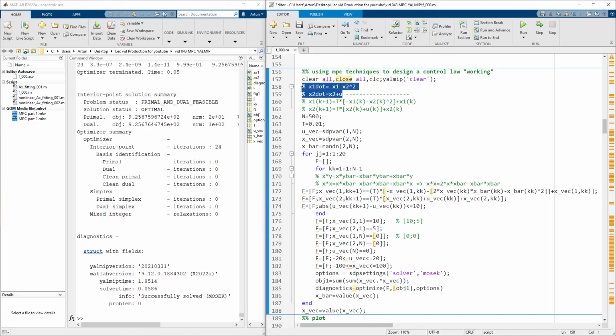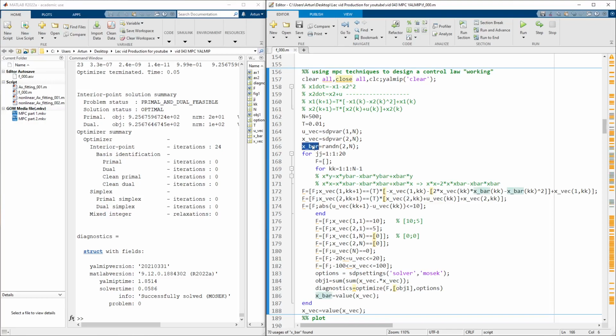This is our problem. This is our continuous time problem, and we just discretize that. Again, just arbitrarily picking n equals 500 as our number of time steps. This is our sampling period, T equals 0.01 seconds. And again, input trajectory and state trajectories we are just defining and initiating using the sdpvar command.